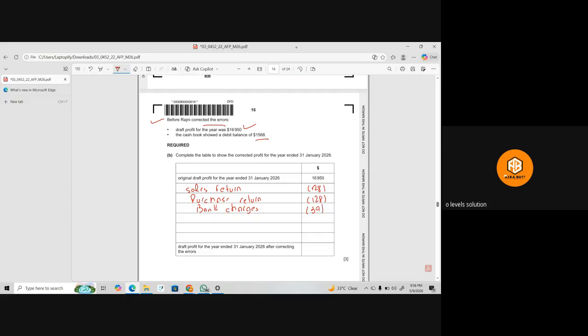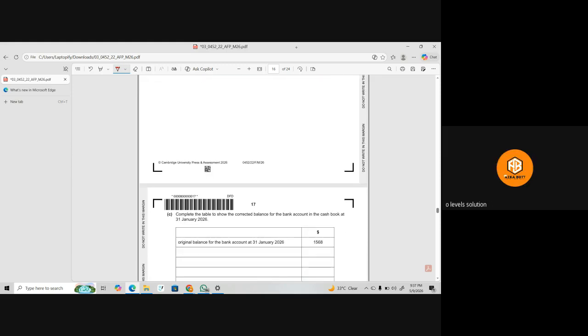So now we'll find the answer. 16,950 minus 128 minus 128 minus 39. So this is equal to 16,655.